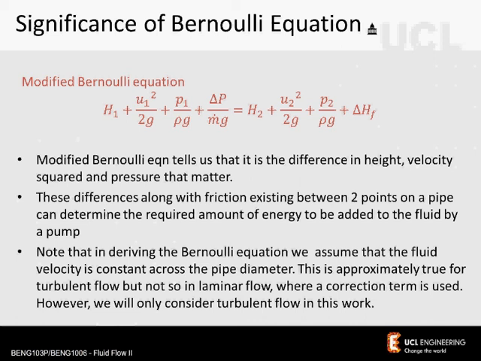Note that in deriving the Bernoulli equation we assume the fluid velocity is constant across the pipe diameter. This is approximately true for turbulent flow. As you'll remember from the flow profiles that we discussed in the last video, most of the flow is occurring at the same velocity, but this is not true for laminar flow, where you have a range of different velocities across the width of the pipe. So for laminar flow we have to add a correction term to the Bernoulli equation to make it valid. However, we are only going to be considering turbulent flow systems in this work.